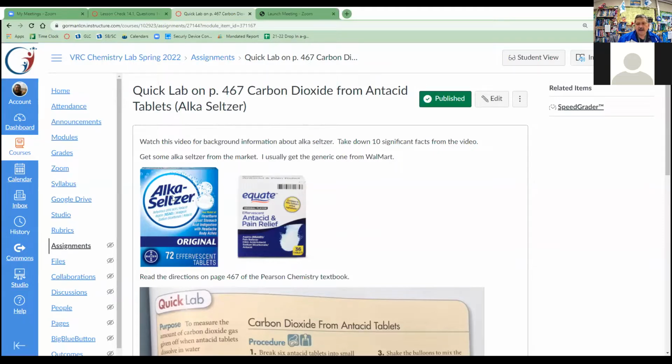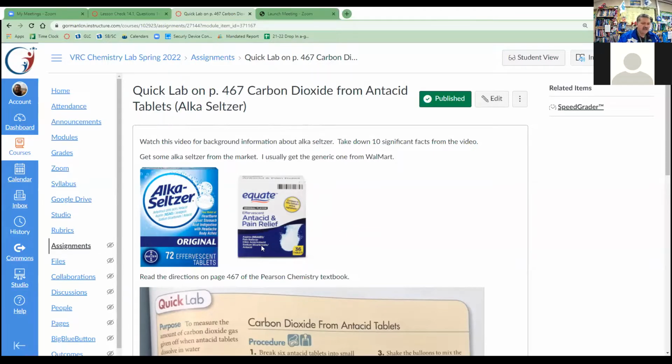Now, this is the name brand Alka-Seltzer right here. This is one I usually get, but I wasn't going by Walmart yesterday, I was going by CVS, so I have the CVS version of Alka-Seltzer.